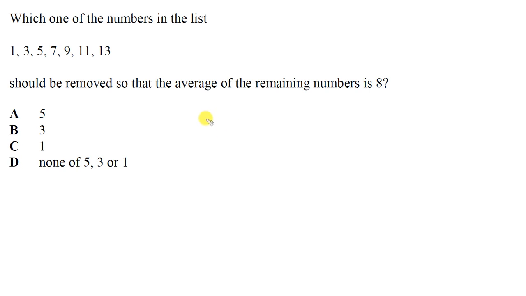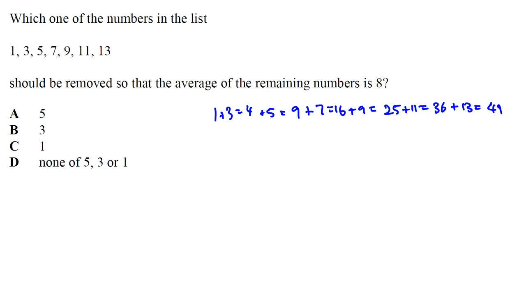So, if we add all these up together, 1 plus 3, 4 plus 5, 9 plus 7 plus 9 plus 11 plus 13 gives us 49. So we have 1, 2, 3, 4, 5, 6, 7. 7 numbers. So right now the average is 7, since 49 divided by 7 is 7.